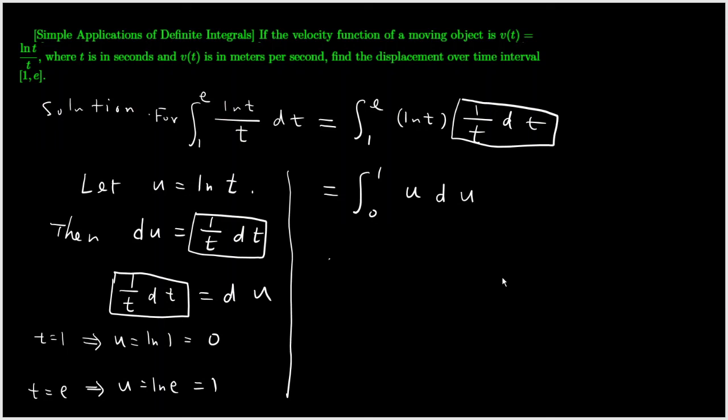To evaluate the integral, we need a particular antiderivative of the integrand, which is u squared over 2. And then we evaluate the antiderivative from 0 to 1. The value of the antiderivative at 1 is 1/2. The value of the antiderivative at 0 is equal to 0. So the final answer is 1/2. If the given velocity function is in meters per second, then the displacement should be in meters.